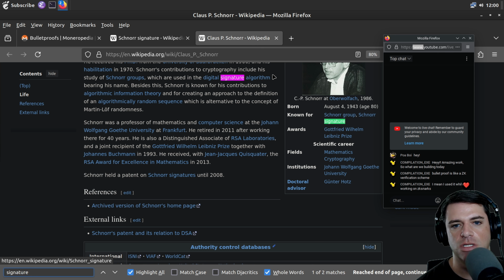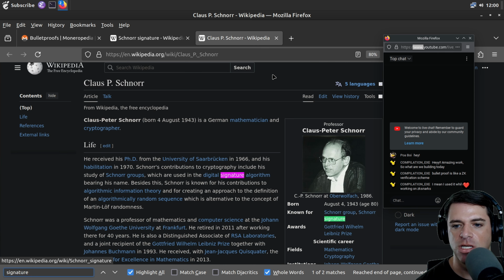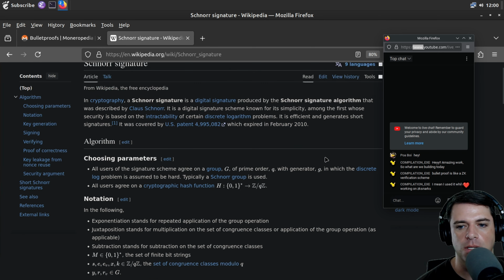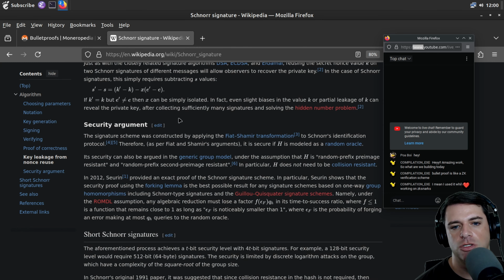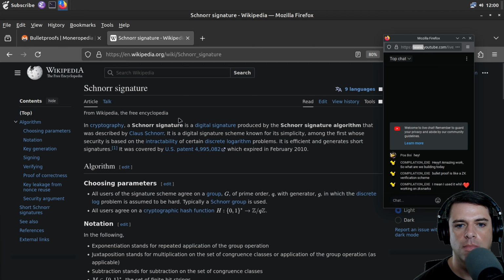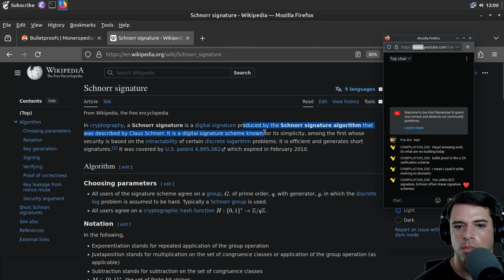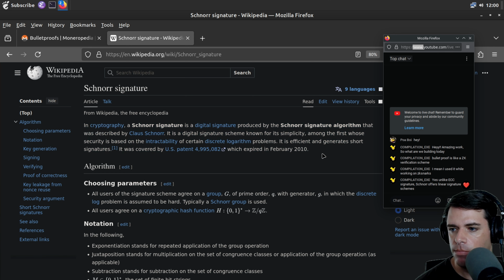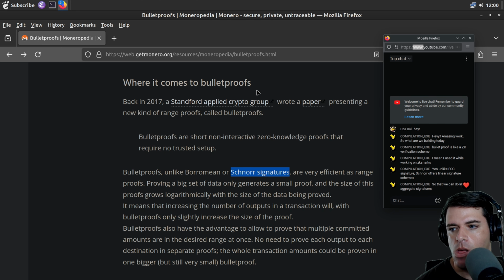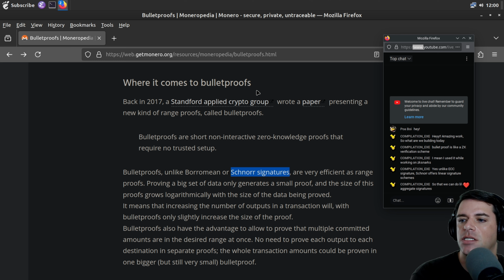This Wikipedia article is telling me that he held his patent until 2008, but maybe he sold it or something. All right, and so this is some signature thing. It's known for its simplicity, among the first whose security is based on the intractability of certain discrete logarithm problems. So unlike ECC signatures, Schnorr offers linear signature schemes. Okay.